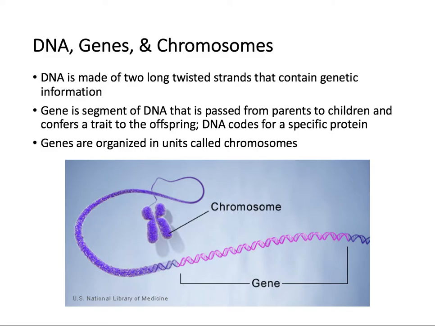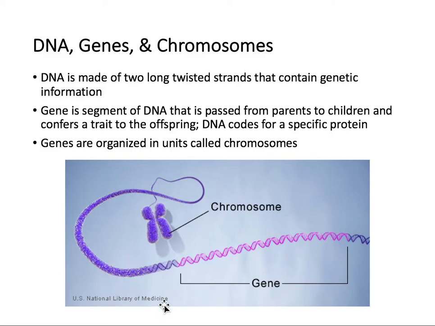Before we talk about prokaryote reproduction, I want to discuss what DNA, genes, and chromosomes are. So DNA is made up of two long twisted strands, and it contains all the genetic information. This is what DNA looks like down here, right? It's a double helix. It's called a twisted ladder. You've probably heard about DNA before.